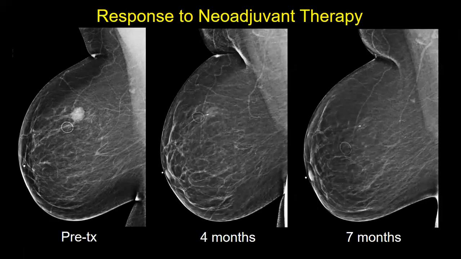And this cancer showed response to neoadjuvant therapy. Pre-treatment, there is the mass. At 4 months, you have the mass really no longer seen, but a vague asymmetry associated with this, which is the biopsy clip. And then at 7 months, hardly anything left. And of course, it's important to have that biopsy clip so you know where the abnormality was, where the tumor was for purposes of surgical excision.